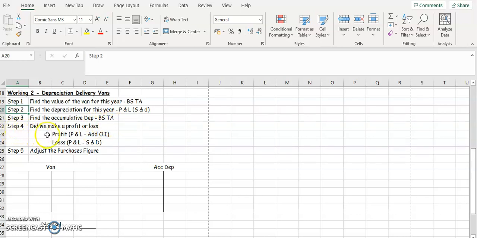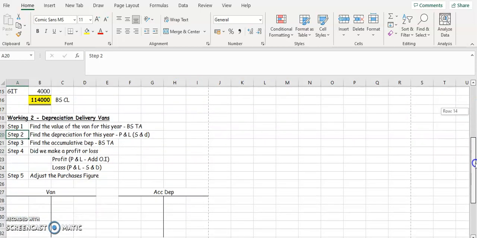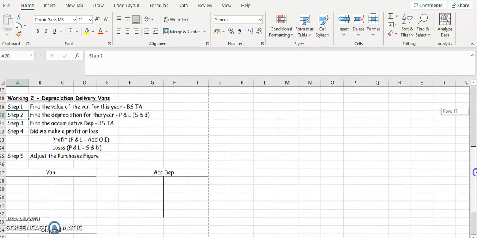Step number 4, did you make a profit or loss? If you made a profit, it's going to go to add operating income in the profit and loss account. And if you made a loss, it's going to go to the profit and loss as an expense in your selling distribution. And the last step then is to adjust the purchase figure. So once again, like we did in the previous adjustment for your goods in transit, write the accounts that need to be adjusted and posted and stick them up somewhere, because this one comes up all the time. So this one is really, really important.